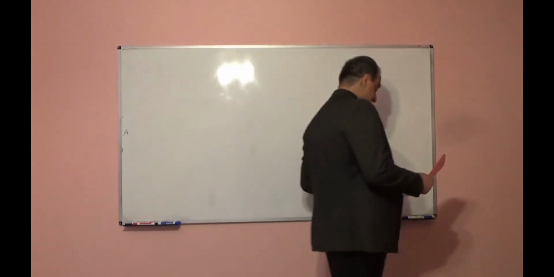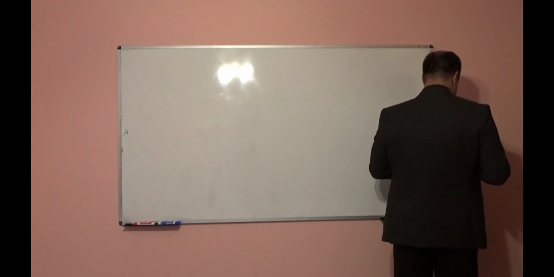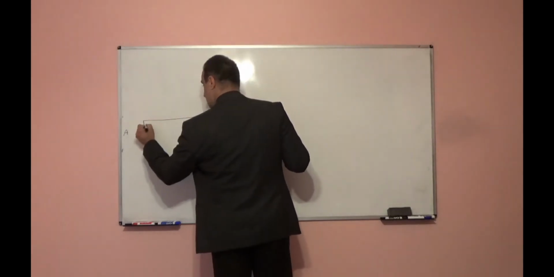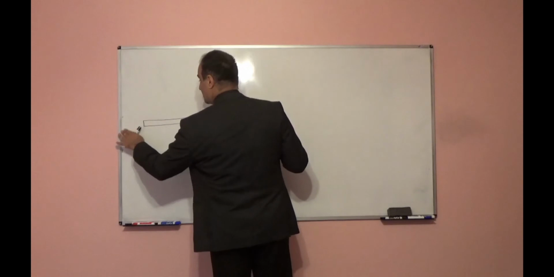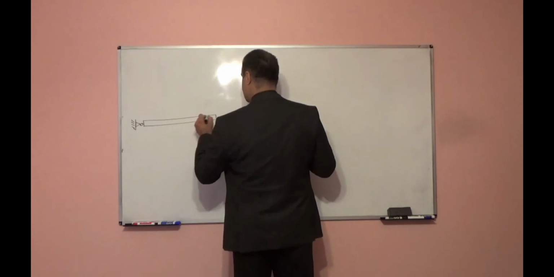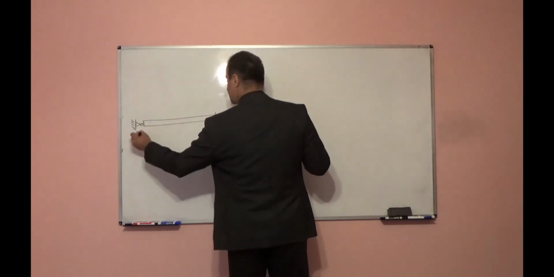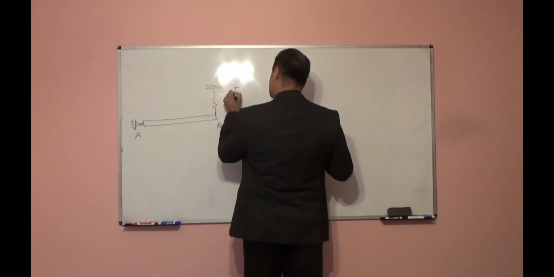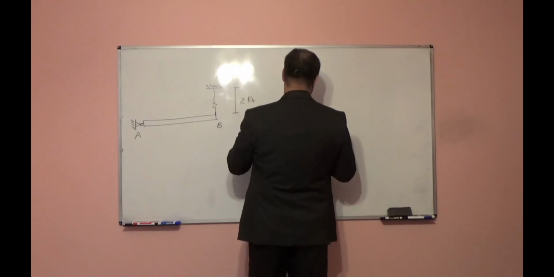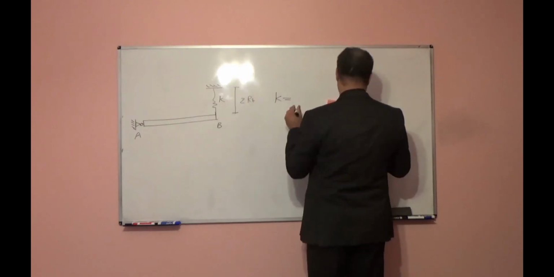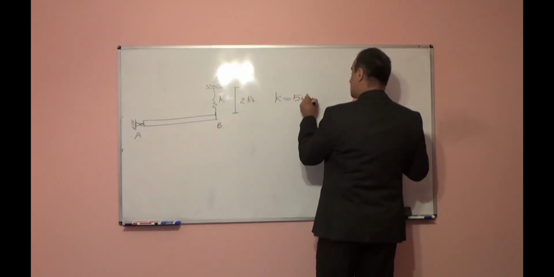Next problem, it is one beam. We have pin support here, and it is hanging at point B using one spring. The length for this spring is 2 feet. The K for this spring, the stiffness of the spring, is equal to 50 pounds per foot.